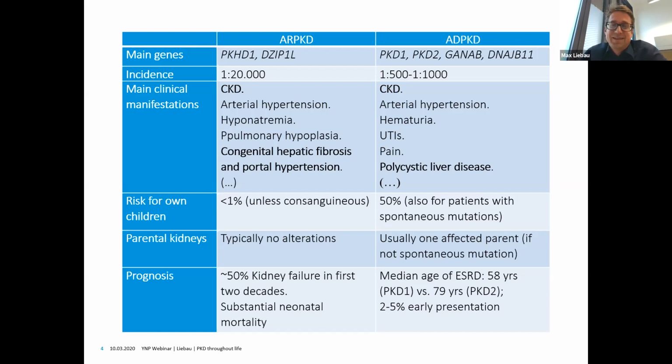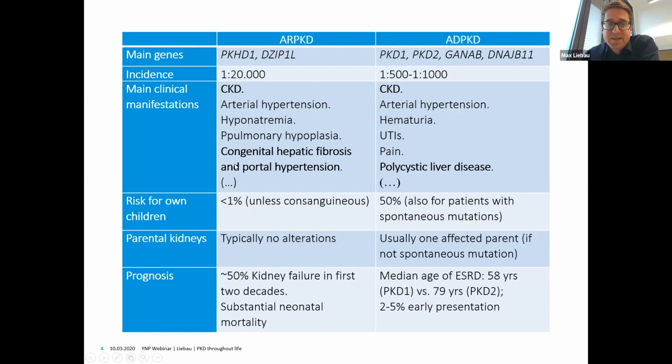As is very typical, the recessive form is much more rare than the dominant form and presents very early in life, with an incidence of 1 in 20,000 for ARPKD and about 1 in 500 to 1,000 in ADPKD. The main clinical manifestations are obviously the kidney involvement. There is massive hypertension in ARPKD, usually early in life, hyponatremia, pulmonary hypoplasia, and then there's obligatory liver involvement with congenital hepatic fibrosis and portal hypertension in ARPKD, whereas in ADPKD you have more cystic liver disease.